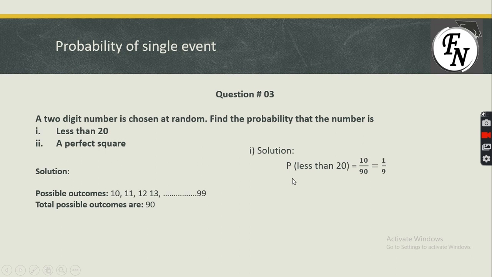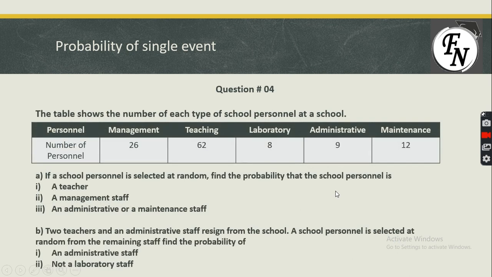After that, 10 square is 100, which exceeds our limit of 2-digit numbers. So we have 6 perfect squares in these, out of 90, and I have cancelled it again in the 6 times table, so the answer turns out to be 1 over 15. So let's look at another question.